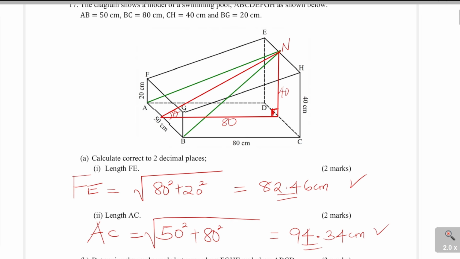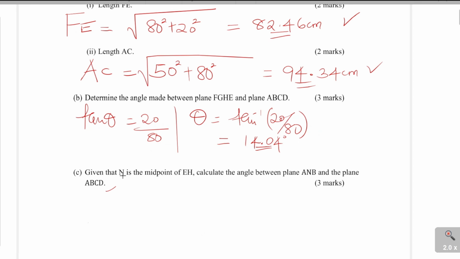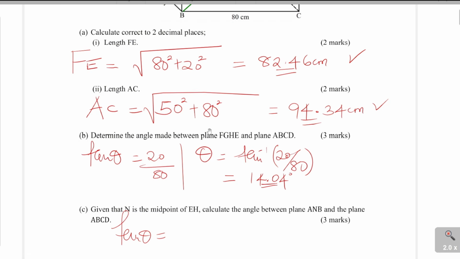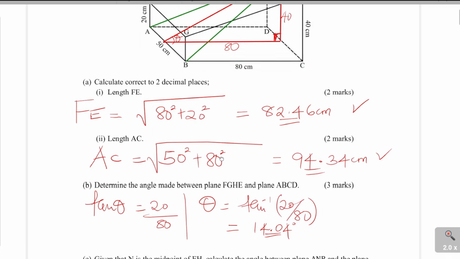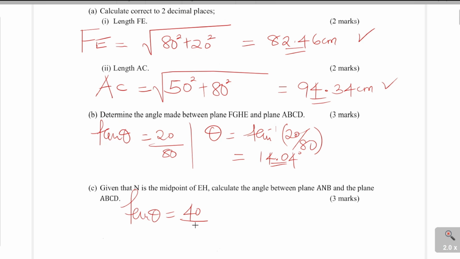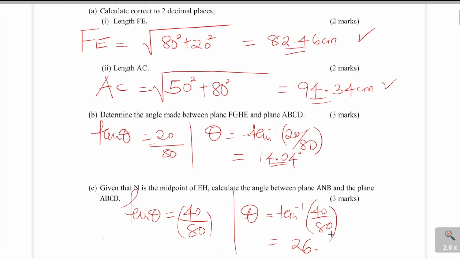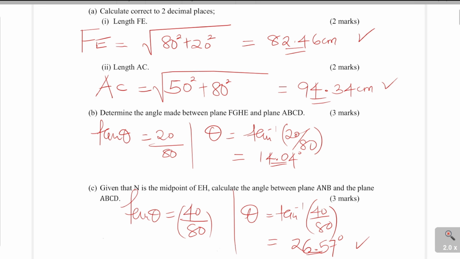So for that right angle triangle, you just use trig ratios. So tan of theta is equal to the opposite side, which is 40, divided by the adjacent. The adjacent is 80, like that. And you get theta as the tan inverse of 40 divided by 80. When you work it out, you get 26.57 degrees. So that is how you're supposed to solve that question.